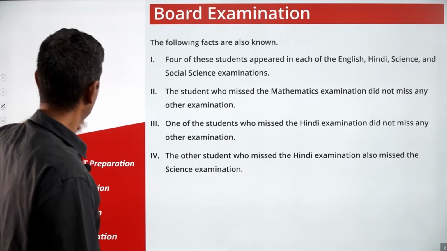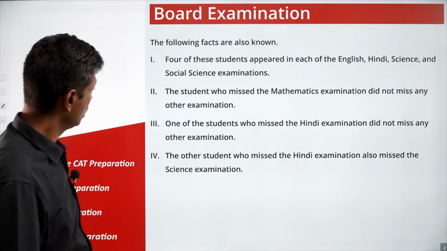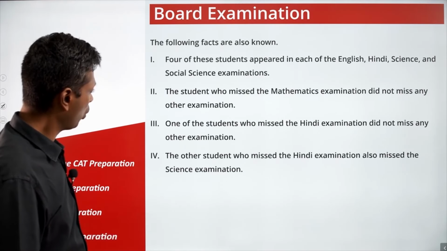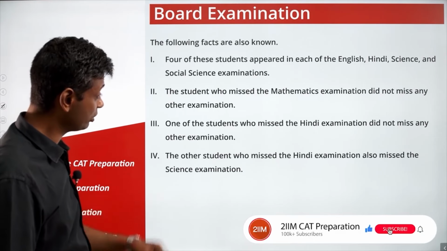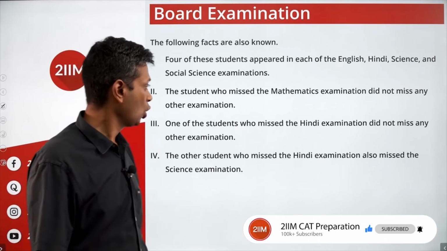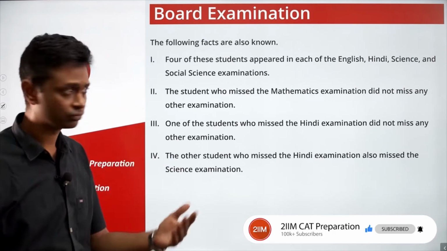Lovely. And then 4 of these students appeared in each of English, Hindi, Science, and Social. The student who missed the math exam did not miss any other exam. One of the students who missed the Hindi exam did not miss any other exam. The other student who missed the Hindi exam also missed the Science exam. So 2 students missed Hindi. One of them did not miss anything else. The other missed Science also.